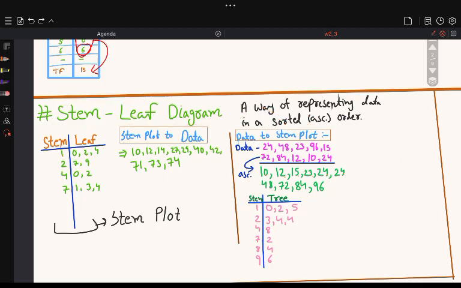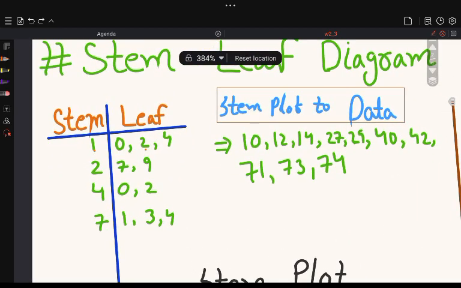See, for data given in a stem plot, we can convert it from this template to numerical data by using a simple method. First one is the stem and these are its leaves, so we can simply say 1 0, that will be 10, 1 2, that will be 12, 1 4, that will be 14. So we have written the three. Then we move to the next: 2 7, 27, 2 9, 29. Then we write both of them. Then the next one: 40 and 42, we wrote that. And then at last 71, 73, and 74, we wrote that.